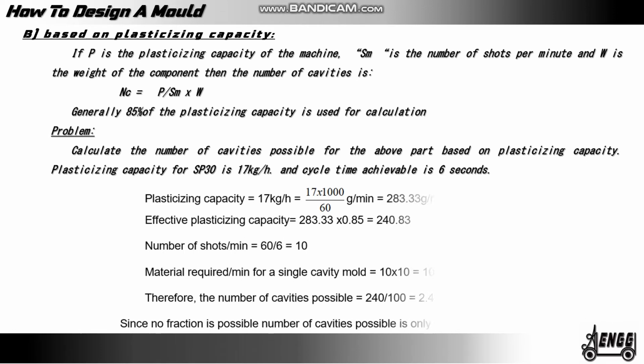Plasticizing capacity is equal to 17 kg per hour, equal to 17 into 1000 divided by 60 gram per minute, equal to 283.33 gram per minute. Effective plasticizing capacity 283.33 into 0.85 which is equal to 240.83. Number of shots per minute 60 by 6 equal to 10. Material required for a single cavity of mold 10 into 10, 100 gram per minute. Therefore, the number of cavities possible 240 divided by 100 equal to 2.4. Since no fraction is possible, number of cavities possible is only 2.